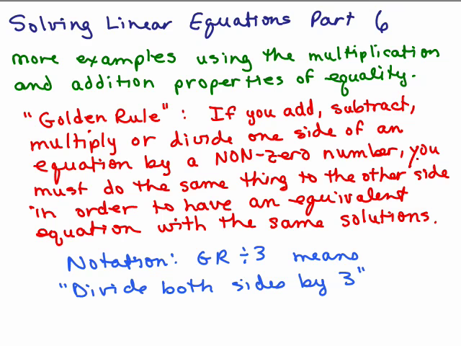Okay, so for notation, if I put GR for golden rule, divide by 3, it means I'm going to divide both sides by 3. So as I work through some problems, I'm going to state next to each step on some of these what I'm doing.